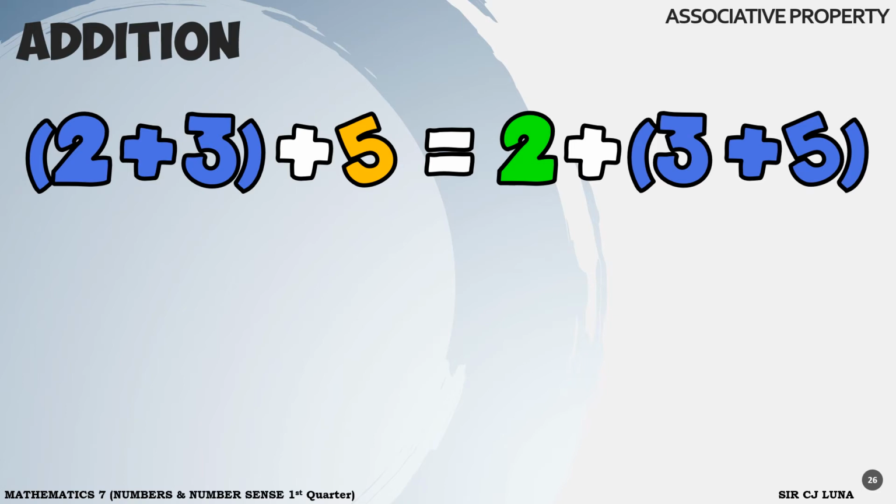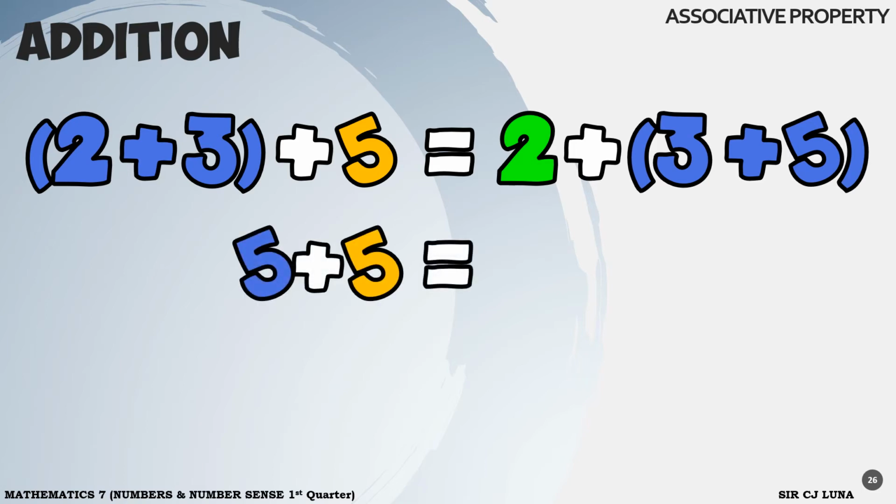What is 2 plus 3? Correct, it's 5. Therefore, we have 5 plus 5. On the right side, 3 plus 5 is 8. Therefore, we have 2 plus 8. To simplify this, we will add the two addends.